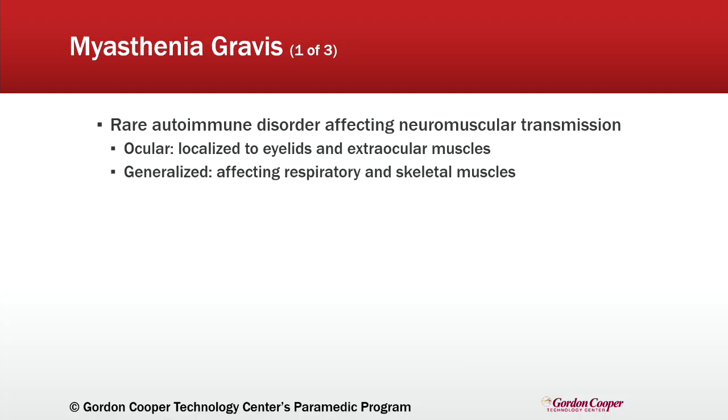Myasthenia gravis, we've talked about this one a little bit before, and this is that rare autoimmune disorder that affects the neuromuscular transmission, causing weakening muscles, and patients oftentimes tire very easily. It affects all ethnic groups and sexes, but it's most common in women under 40 and men over 60. Ocular myasthenia gravis affects the eyelids and extraocular muscles. Generalized myasthenia gravis affects respiratory muscles and various skeletal muscles, including the jaw, neck, and upper extremities.